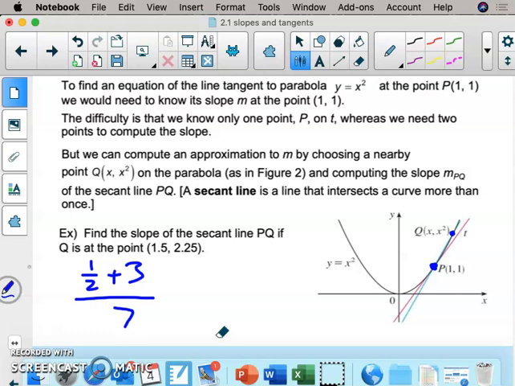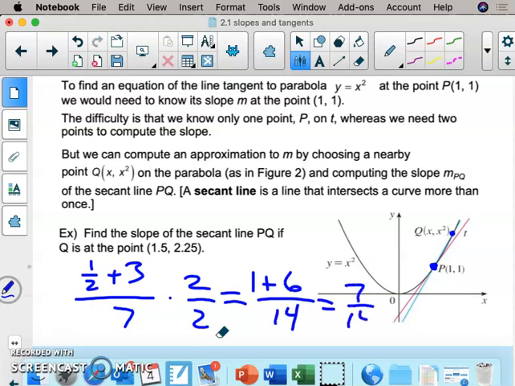By the way, what would be the easiest way to simplify this? Multiply the whole top and the whole bottom by 2, right? So if you multiply the whole top and the whole bottom by 2, this guy becomes 1, this guy becomes 6, the bottom becomes 14, and now you're done, right? Just always multiply the whole top and the whole bottom by the LCD and all your fractions will just go away. It's like magic.